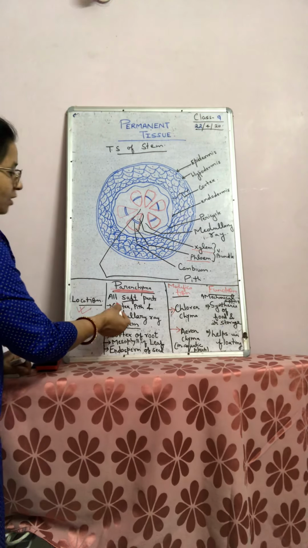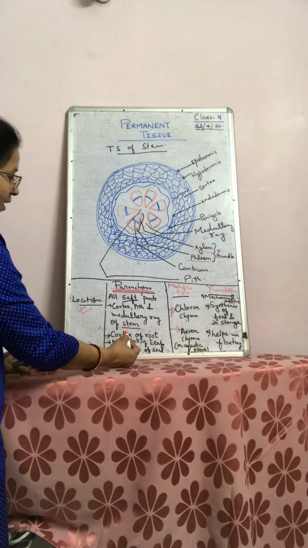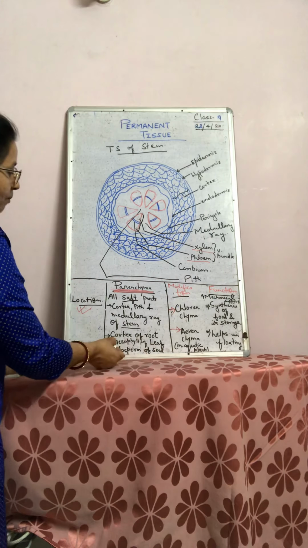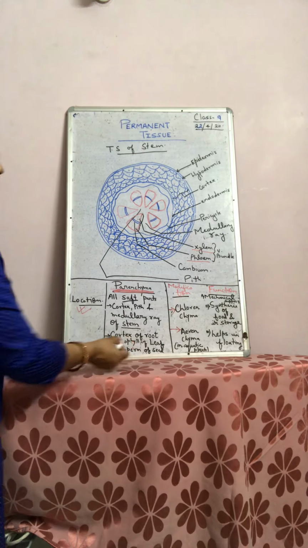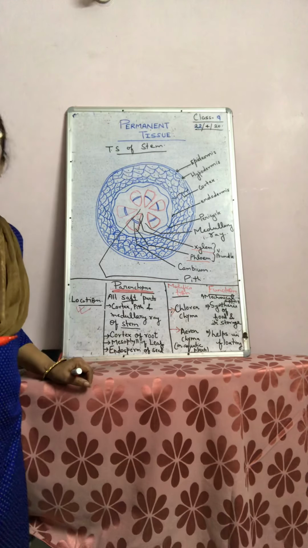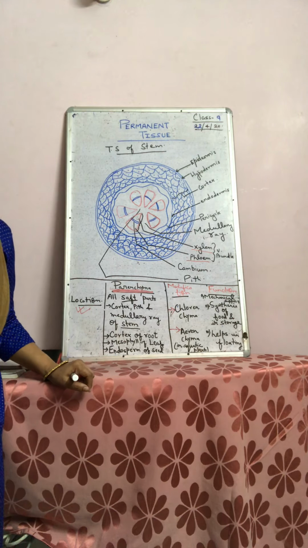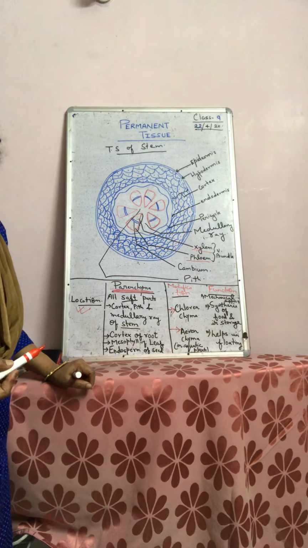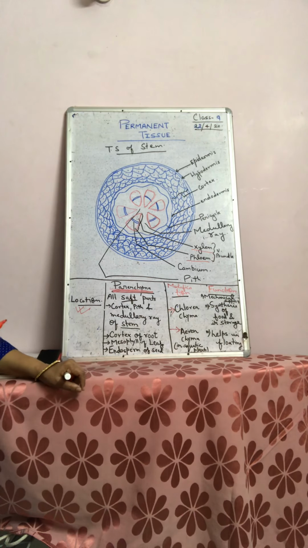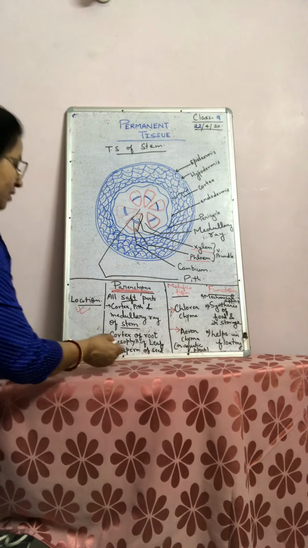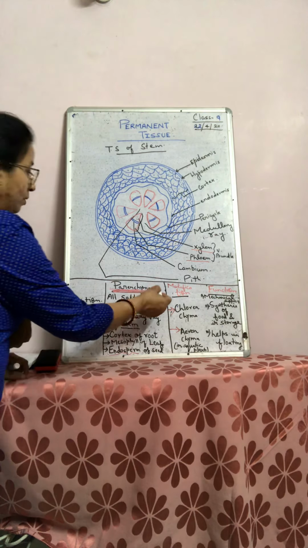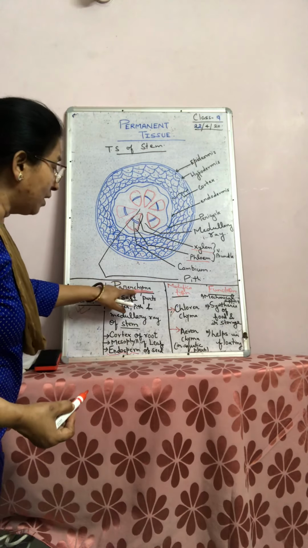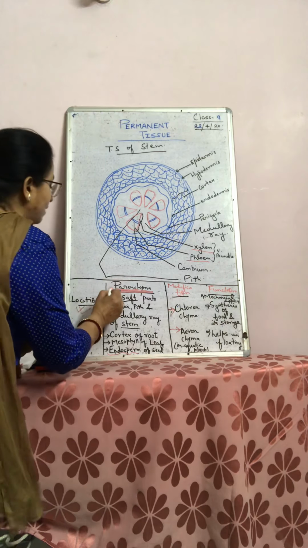Parenchyma is present in all soft parts, especially in the cortex, pith and medullary ray of stem, cortex of root, mesophyll of leaf, and endosperm of seed. You know very well about endosperm. Endosperm is present in monocot seed. It is a soft part, and when you eat it, it is sweet in taste.